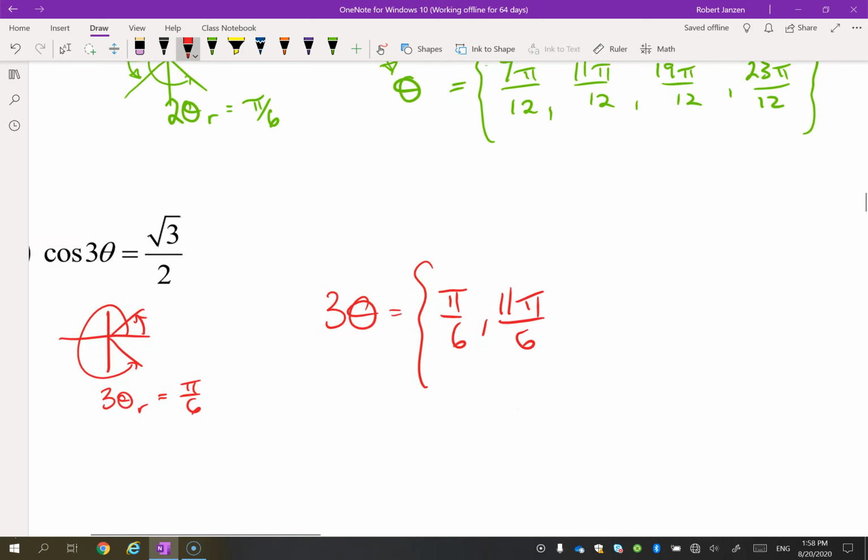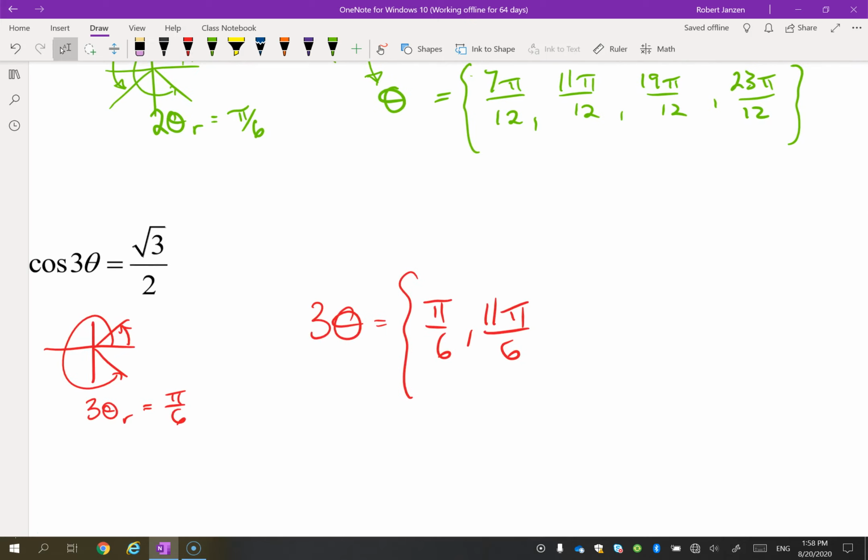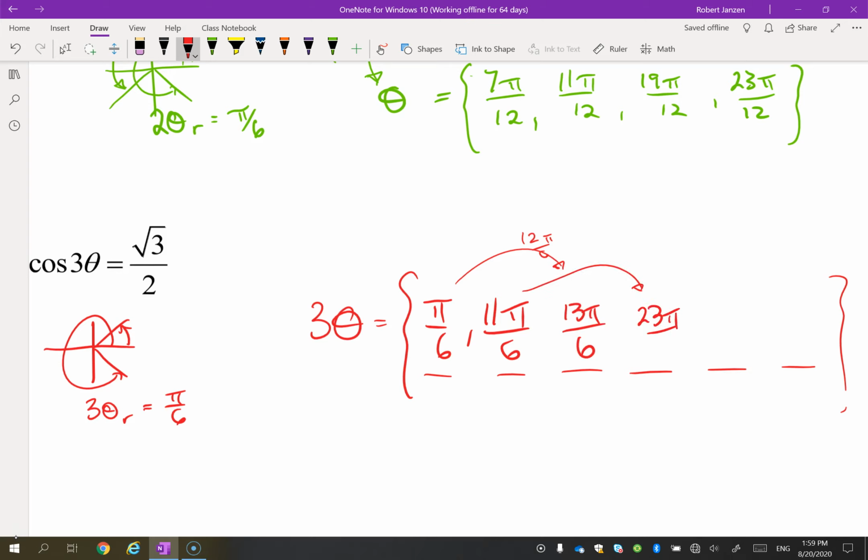And now, since we have a triple angle, we're going to think about going around the circle 3 times. So instead of just once, you're going to have twice and 3 times. There's going to be 6 answers. So we'll add 12 pi by 6 here. That's 2 pi. So 13 pi by 6. And we're going to add it to this one. That's 23 pi by 6.